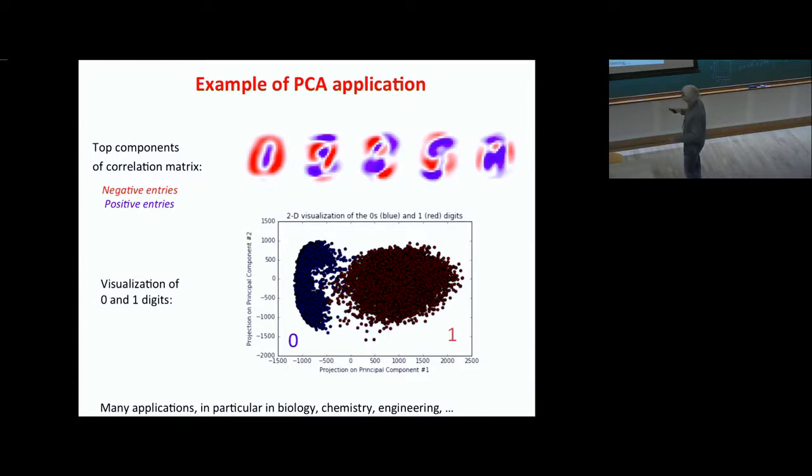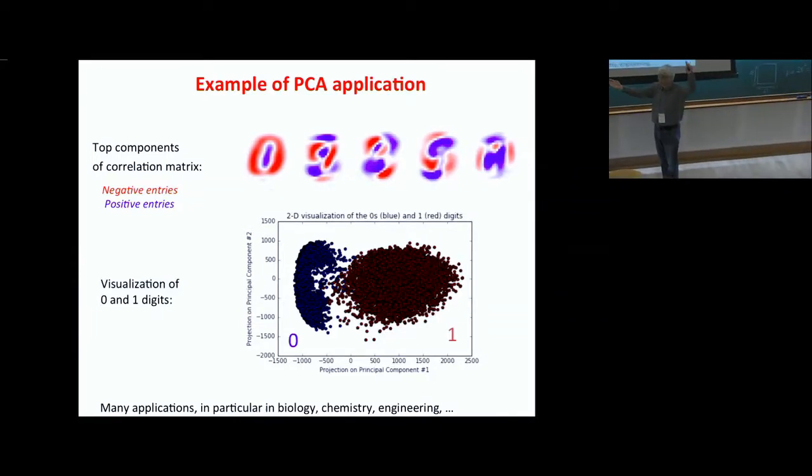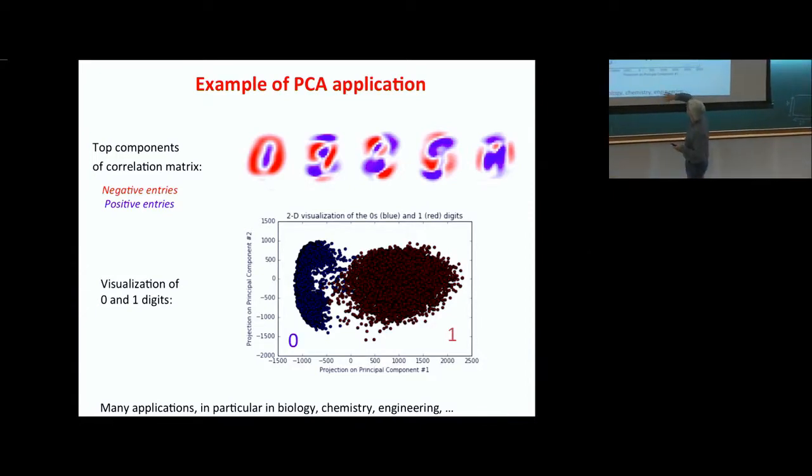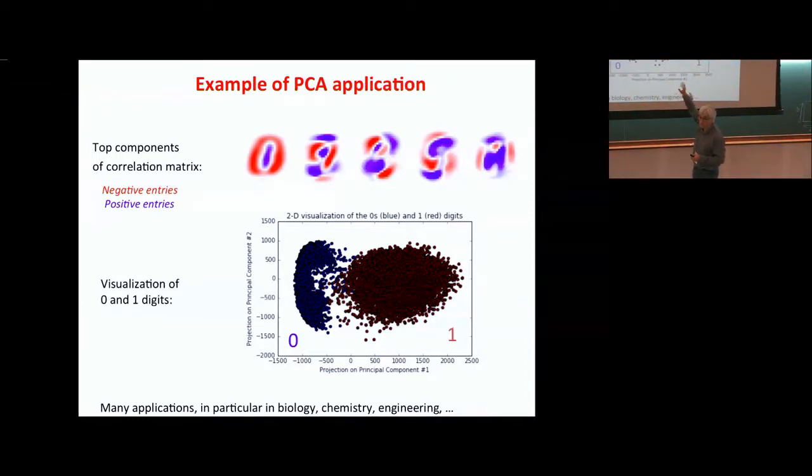So each point now is a digit, one of the 60,000 digits, and you compute its projection along the top eigenvector and the second top eigenvector. So you get two coordinates. Here you see the points corresponding only to the zeros and the ones in the database. And you see that, essentially, you get a nice clustering of the two subsets. And what matters is the first direction.